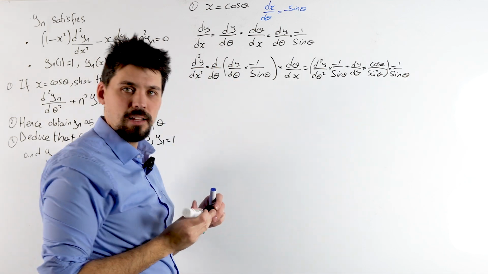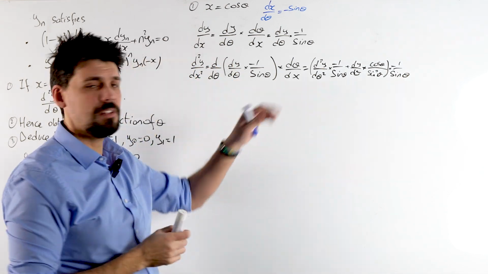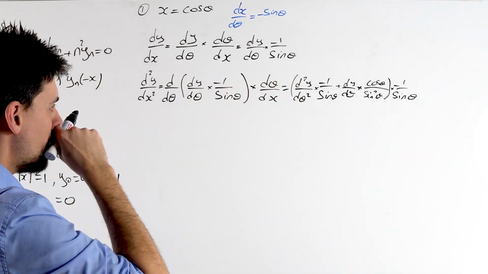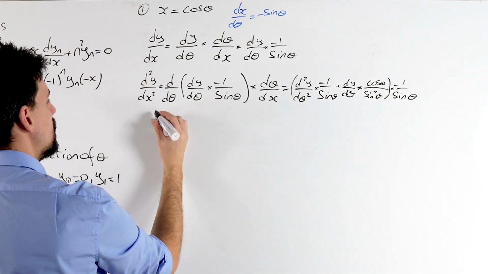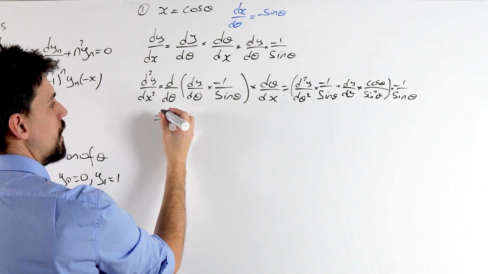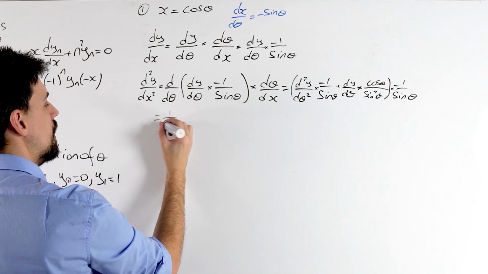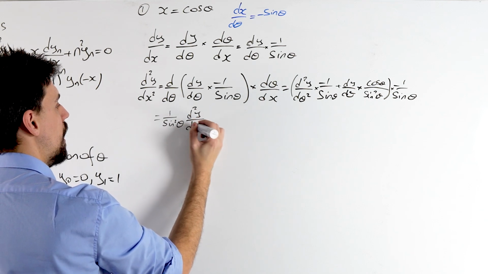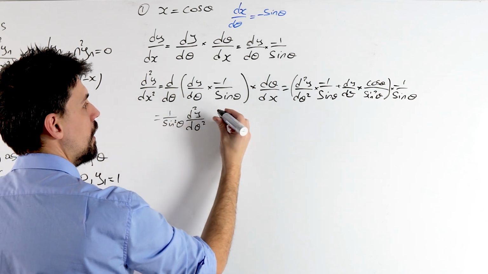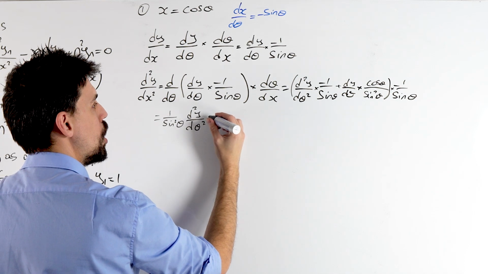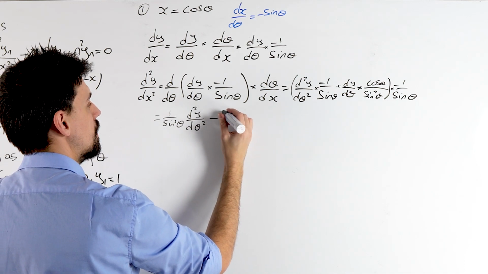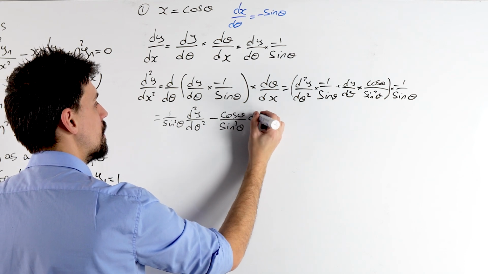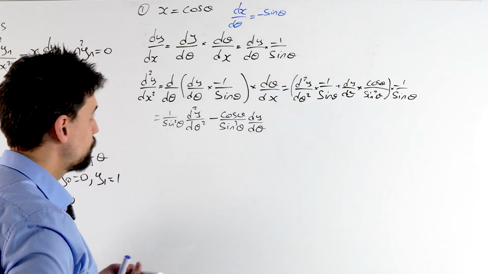over sine theta. Getting a little bit tight in space here. Hopefully you can see, zoom in and zoom. There we go. Okay, let's tidy this up just a smidge. What do I end up with? I end up with 1 over sine squared theta d2y d theta squared and minus cos theta over sine cubed theta dy d theta.